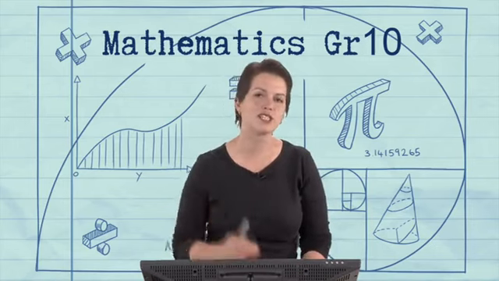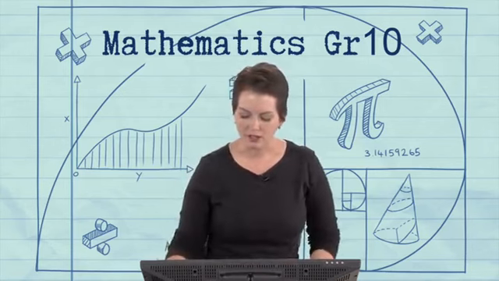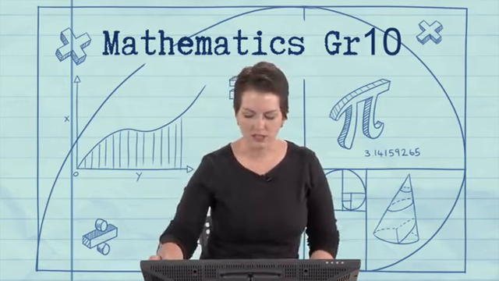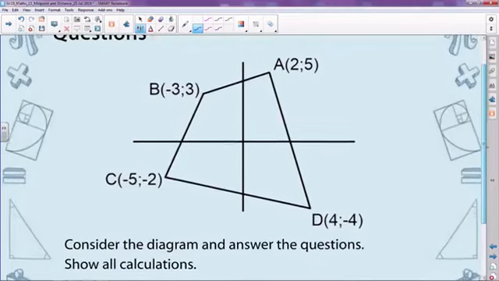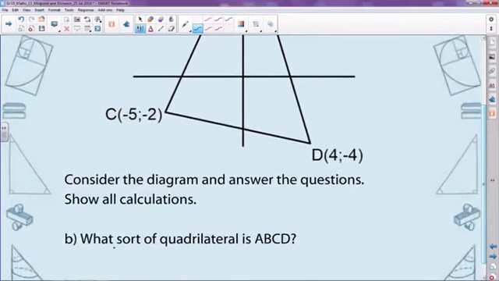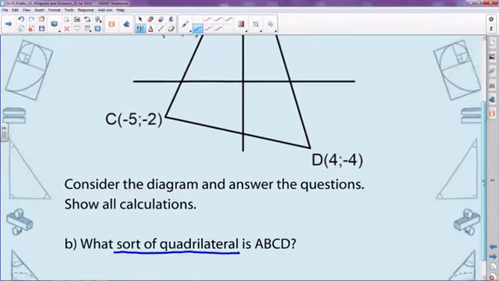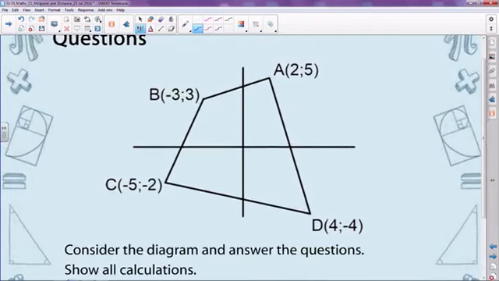Now the next question is an extension of this question. Let's take a look. Once again, we've got the same diagram, and we know that the diagonals don't bisect each other. Now we want to know what sort of quadrilateral ABCD is. You need to show all your calculations when doing this. So what are the types of quadrilaterals?